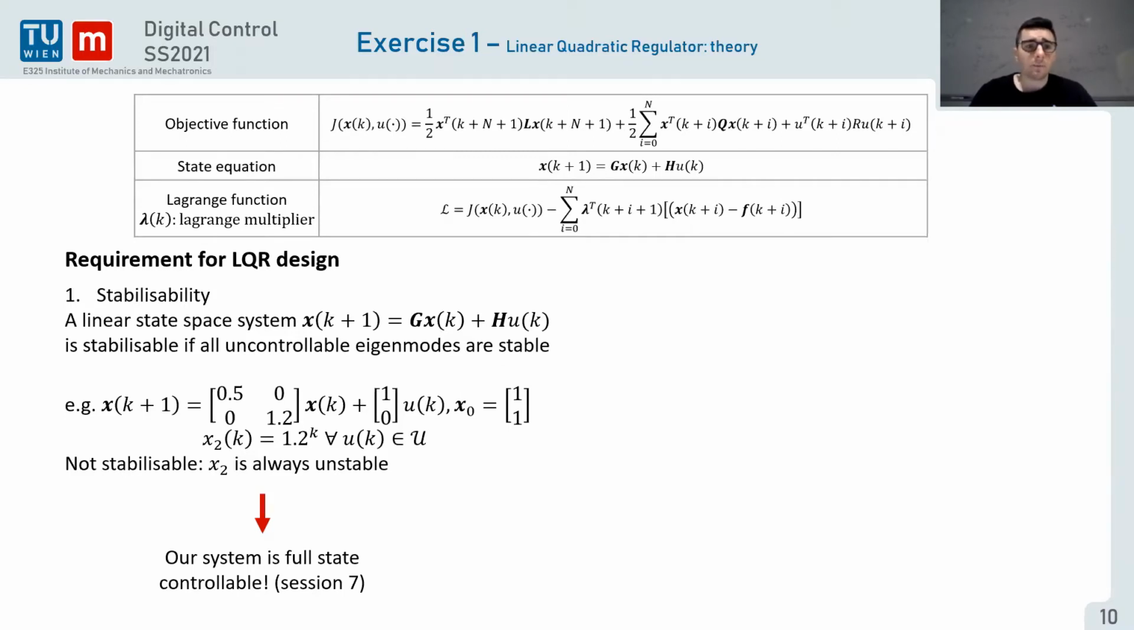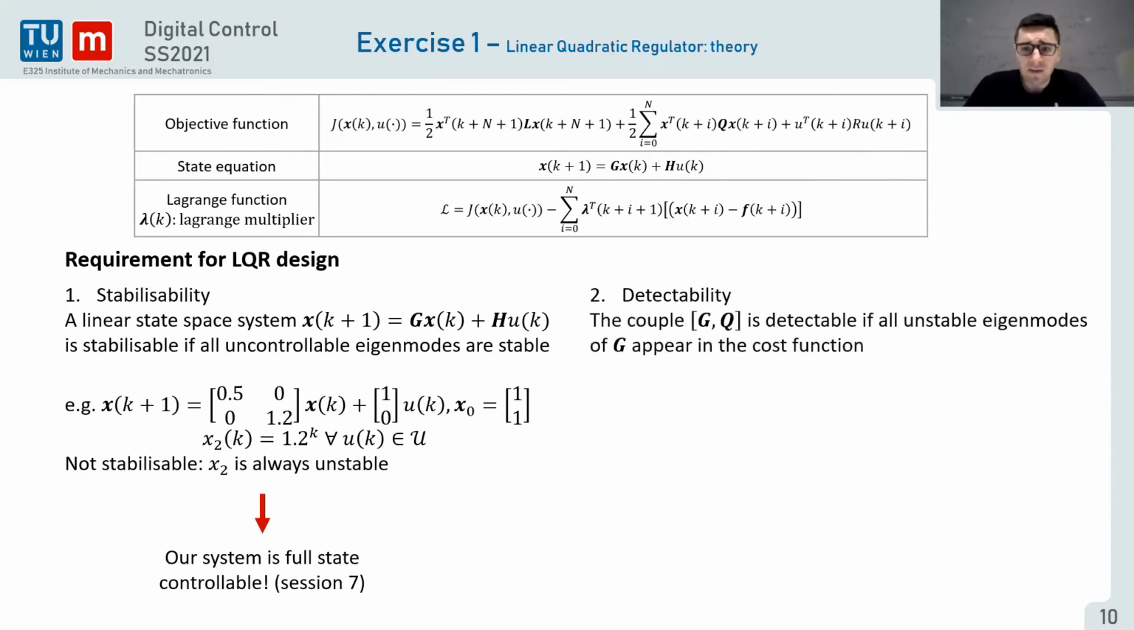Now there's a second requirement for LQR design, which is called detectability. Detectability means that if you take the two matrices J and Q, where J is the state transition matrix here, and Q is the weighting matrix, so how much weight you put on each state in the cost function or in the objective function. Then J and Q are called detectable if all the unstable eigenmodes of J appear in the cost function.